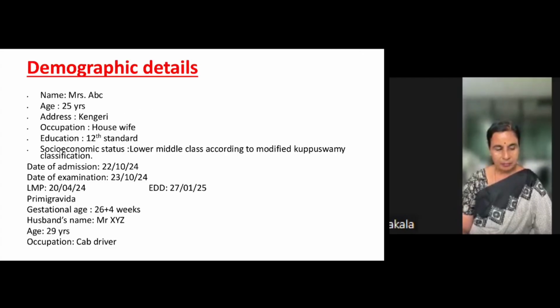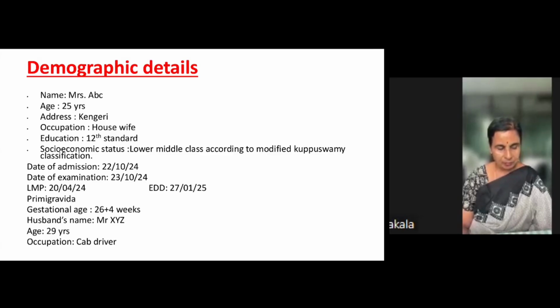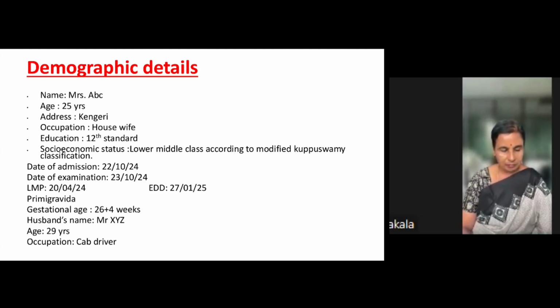So demographic details: a patient named Mrs. A.B.C., who is 25 years of age, residing in Kengeri, a housewife by occupation, who has studied till 12th standard, belonging to the lower middle class according to the modified Kuppuswamy classification, came to the hospital on 22nd October 2024 and was examined on 23rd October 2024. Her LMP was 20th April 24 and her estimated date was 27/1/25. She is a primary gravida of gestational age 26 plus 4 weeks. Her husband's name was Mr. XYZ, who was 29 years of age and was a cab driver by occupation.